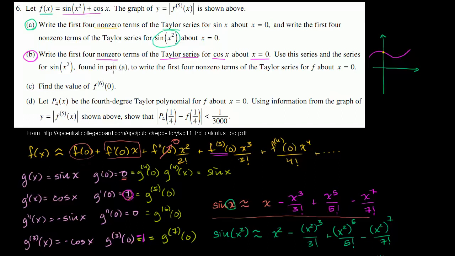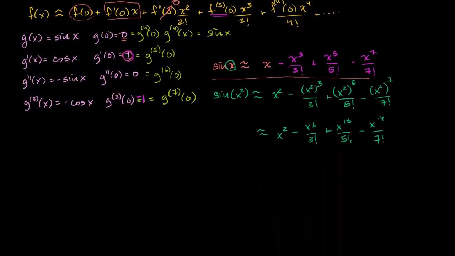Let's find the first four non-zero terms of the Taylor series for cosine of x about x equals 0. So let's just say we'll put our formula for the Taylor series up here around x is equal to 0. So we're centering it around x equals 0 right over here. And so if we say that h of x is equal to cosine of x, then h of 0 is going to be equal to cosine of 0, which is equal to 1.